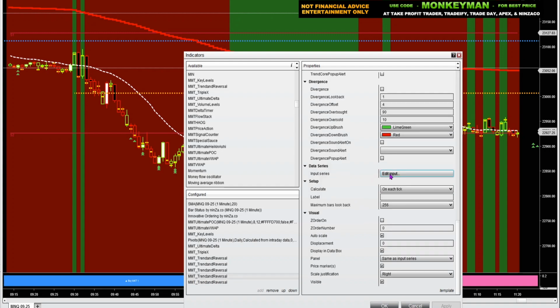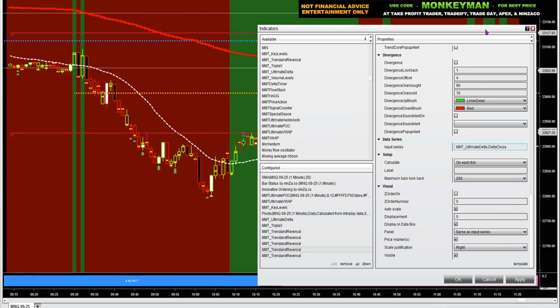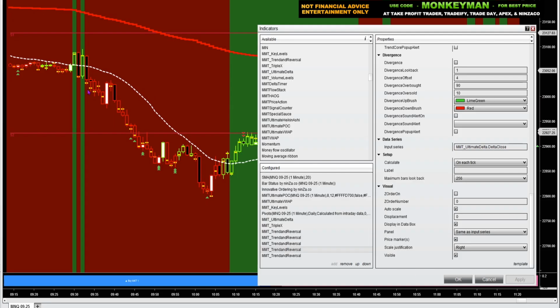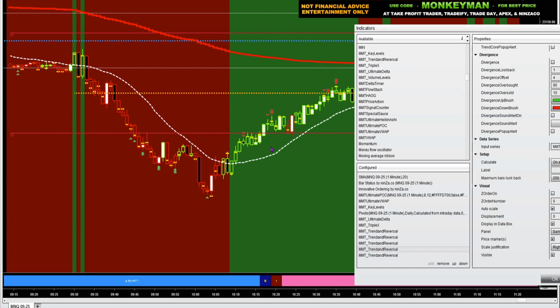Let me show you what happens if you put the input series of the delta into cumulative mode. So if I check on cumulative, let's just take a look before. Got some up and down movement, quite a bit, but it's also catching moves a little bit earlier. But if I click apply, now it's in cumulative mode. You can see we lost a lot of those green candles. Less up and down, a little bit more smoothed out, but it also takes a little bit longer to confirm the direction. So this would totally be up to personal preference.